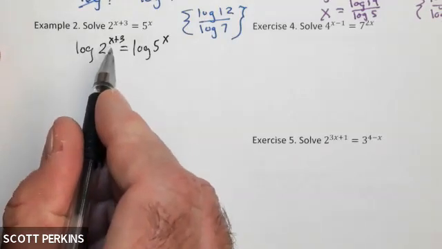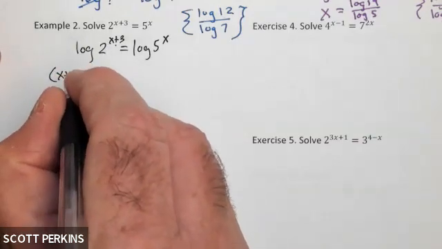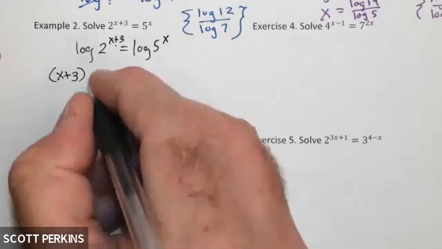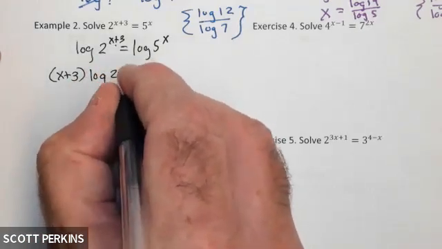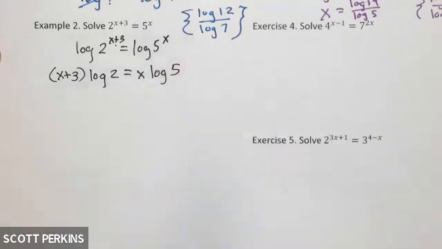So now I'm going to do the power rule. So I'm going to bring this x plus 3 to the front. So x plus 3, I'm going to put it in parentheses, times the log of 2 is equal to x times the log of 5. That right there ends the new stuff. The rest of this is going to be simplifying, just using some old introductory algebra.